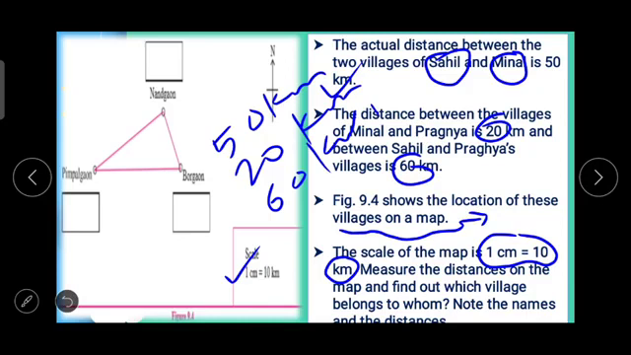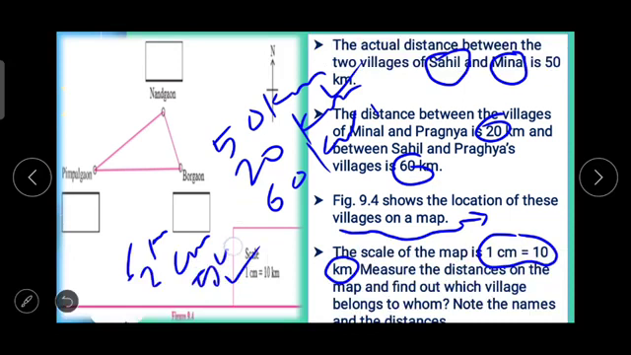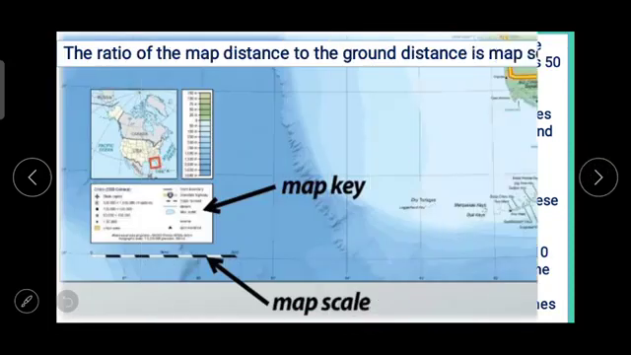There you can see Nandgaon, Pimpalgaon and Borgaon. So 1 centimeter is equal to 10 kilometer. It means that for a 22 centimeter distance there is 66 kilometer, because 1 centimeter is equal to 10 kilometer, and then for 50 kilometer we are having 5 centimeter. So you people just go through this.